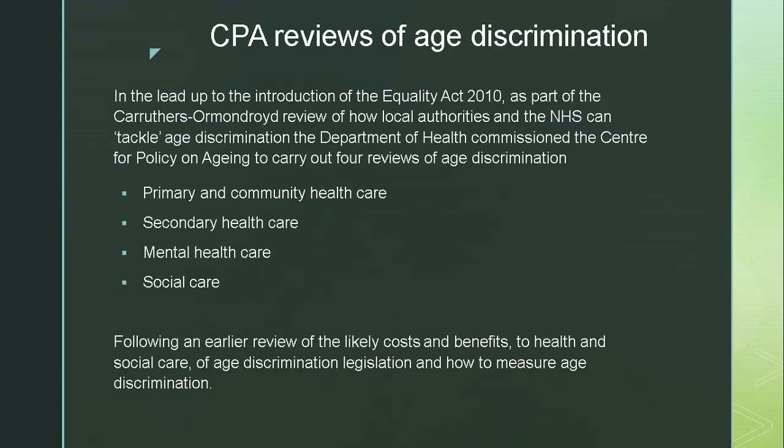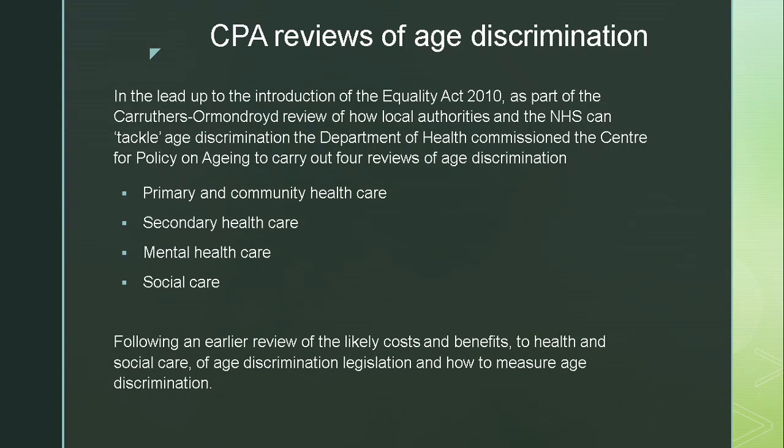Now, in the lead up to the introduction of the Equality Act in 2010, we had this review of how local authorities and the NHS can tackle age discrimination. The Department of Health commissioned the Centre for Policy on Ageing, known as the CPA, to carry out 4 reviews of age discrimination. So these are the CPA reviews of age discrimination pre-2010. We've got primary and community healthcare, secondary healthcare, mental health care, and social care.